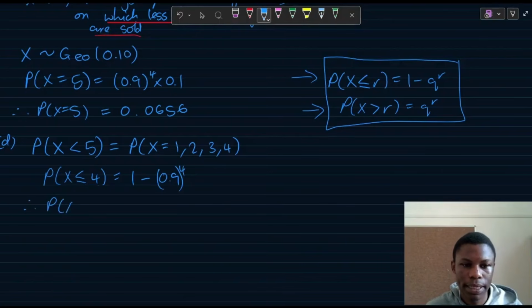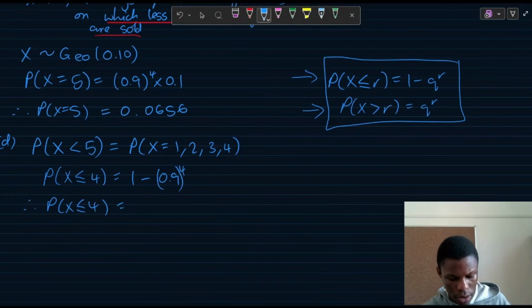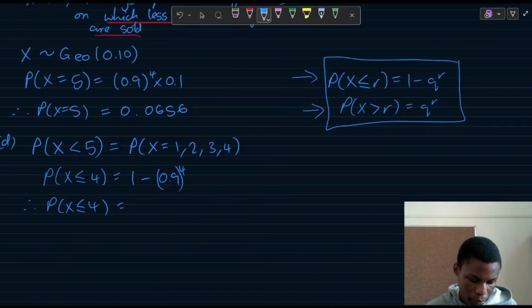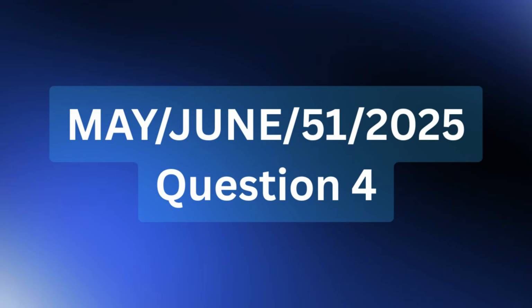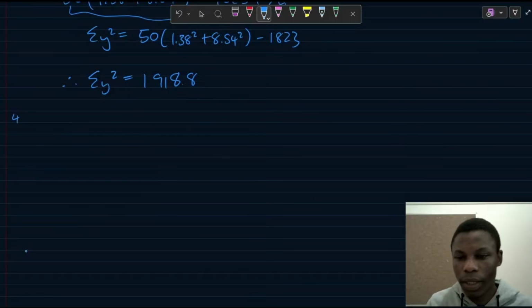So probability that x is less than or equal to 4 is equal to 1 minus 0.9 to the 4, which is 0.34423 significant figures. Question number 4.